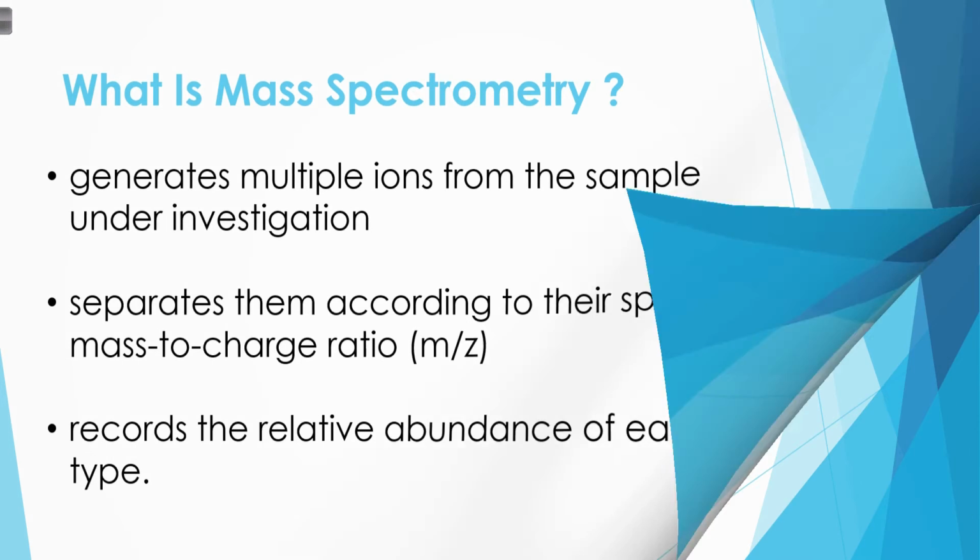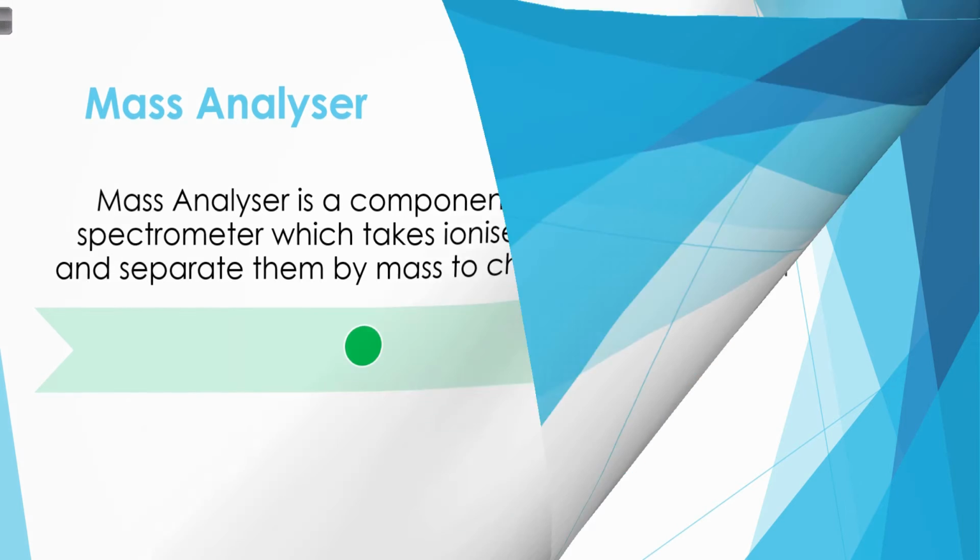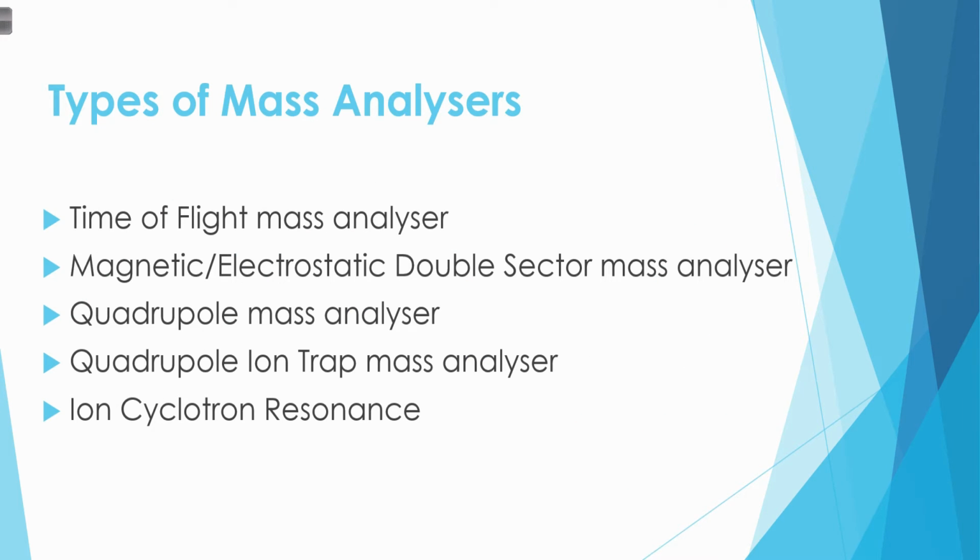The mass analyzer plays a very important role in the separation of ions. It is a component of the mass spectrometer that takes in ionized masses and separates them according to their mass to charge ratio. We will be looking at 5 different types of mass analyzers: time-of-flight mass analyzer, magnetic electrostatic double sector mass analyzer, quadrupole mass analyzer, quadrupole ion trap mass analyzer, and ion cyclotron resonance. First of all, let's look at the time-of-flight mass analyzer in greater detail.